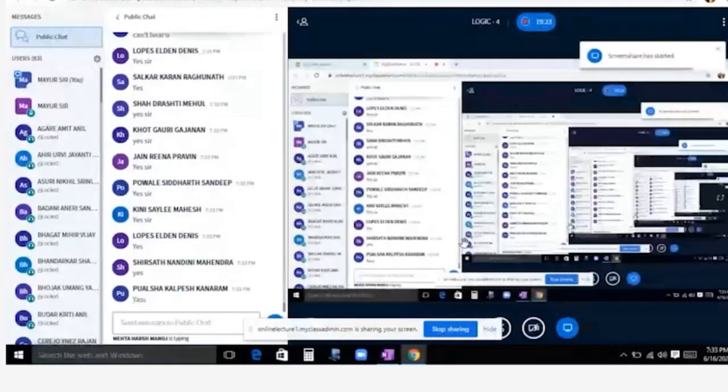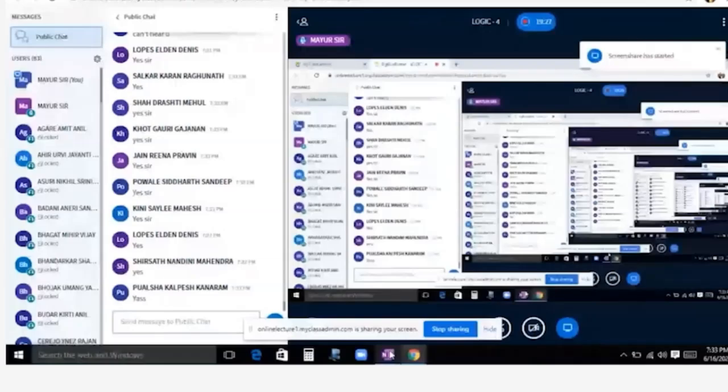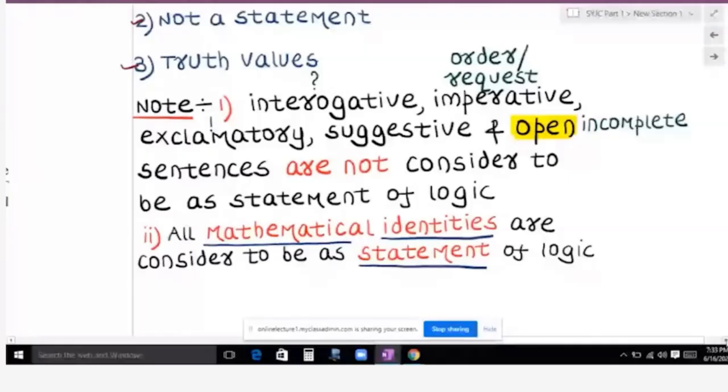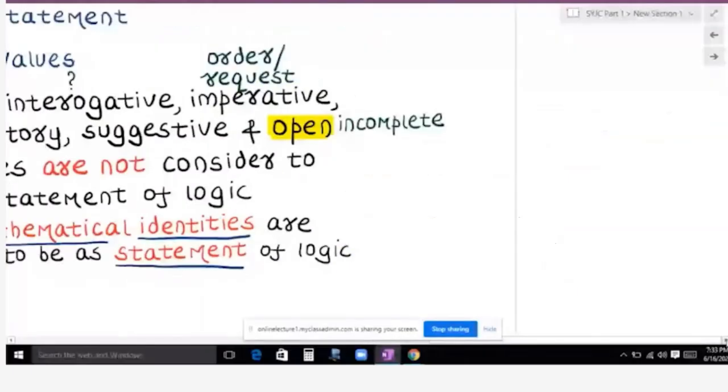Now we are going to start with some of the examples. We will identify what they are being considered to be as the statement of logic or not, right?